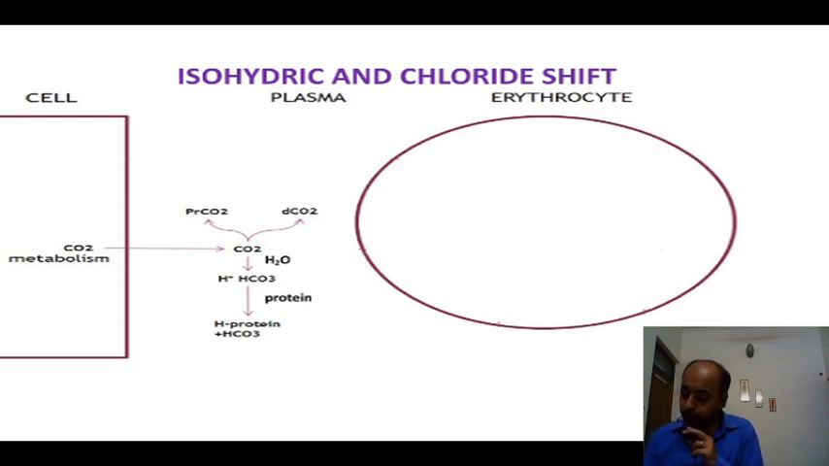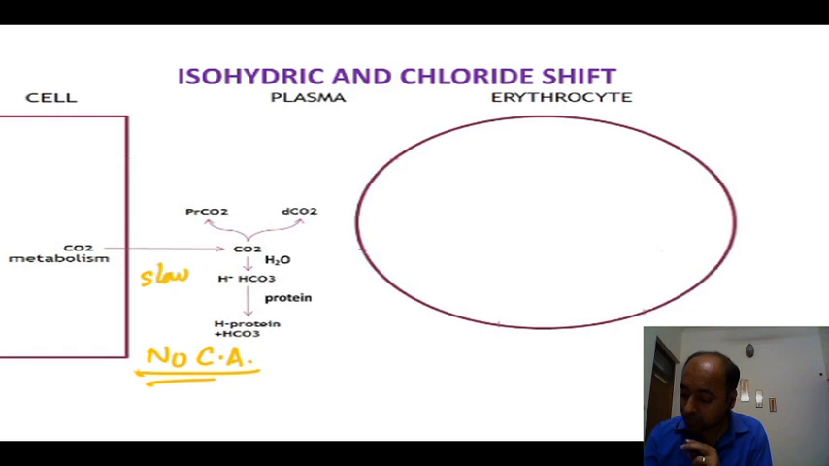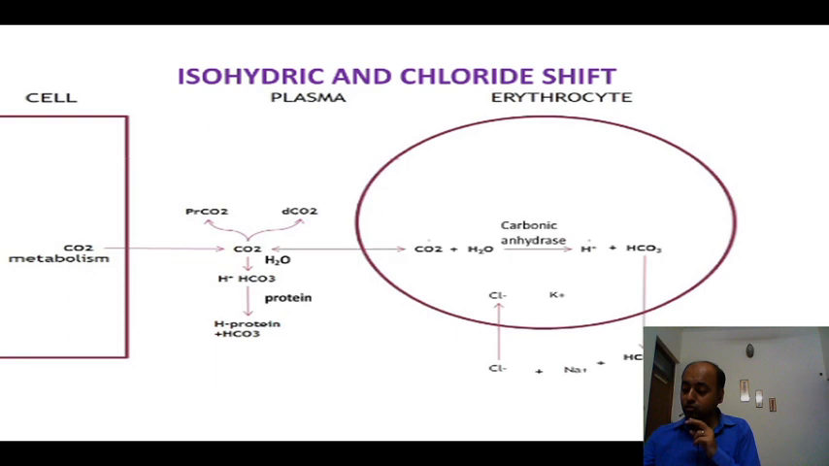Remember, in the plasma we don't have the enzyme carbonic anhydrase. So this reaction where CO2 combines with water to form carbonic acid is a very slow reaction in the plasma, because carbonic anhydrase is not present in the plasma. So what happens to the majority of the CO2? The majority of the CO2 actually enters inside the RBCs.